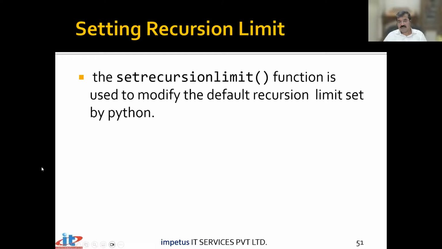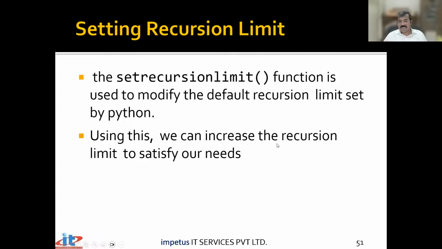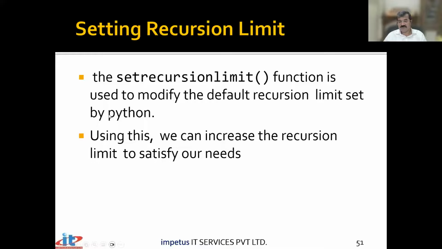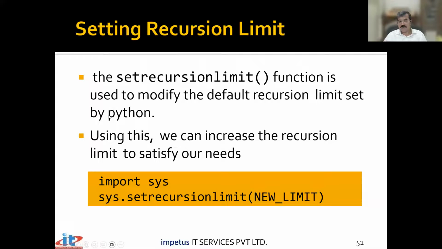regular iterations. There's this function called set recursion limit. Function is used to modify the default recursion limit set by Python. Using this, we can increase the recursion limit to satisfy our need. So I imported sys and I say sys dot setrecursionlimit as 500 or 5000, whatever it is. So that's what we can do to control the recursion limit.